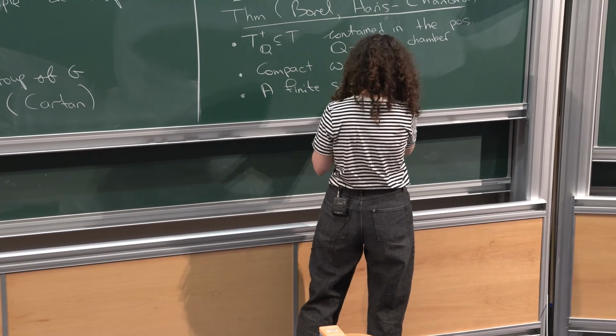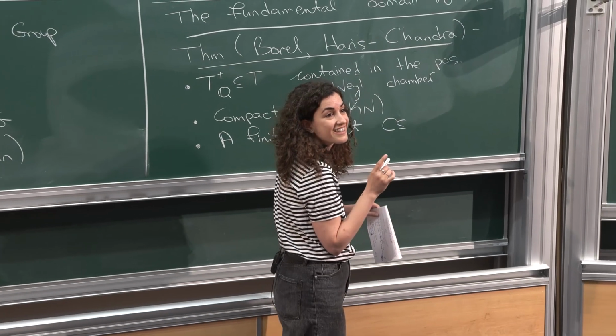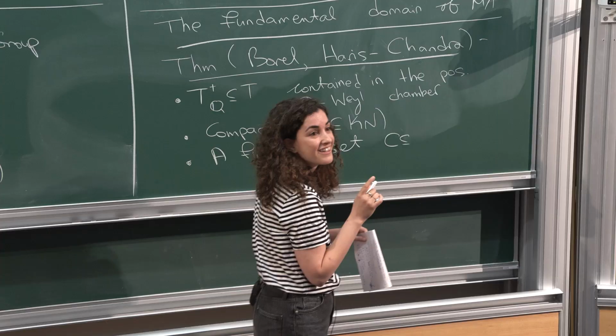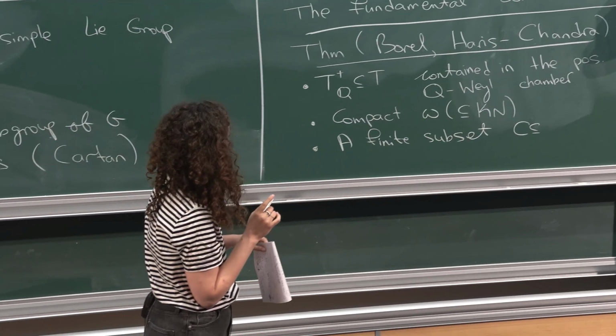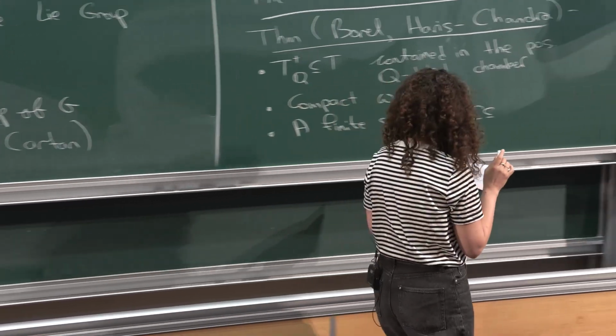Subset C. Sorry? Yeah. Okay. So as a quantifier, there exists a compact subset. But that's okay. You can just continue. Okay. I'm not sure what I did wrong.